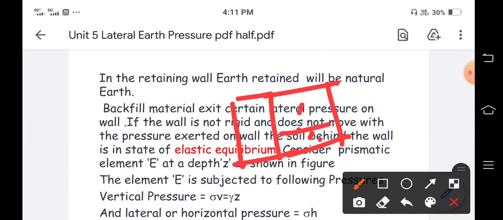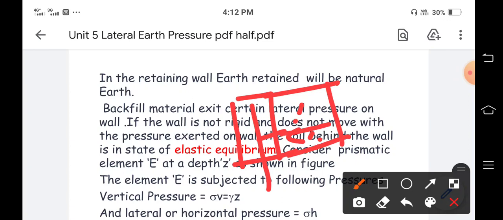So this natural material, or this soil, will exert pressure onto the wall. If the wall does not move because it is rigid, the condition is called the elastic equilibrium condition, or the at-rest condition, because there is no movement of the wall.